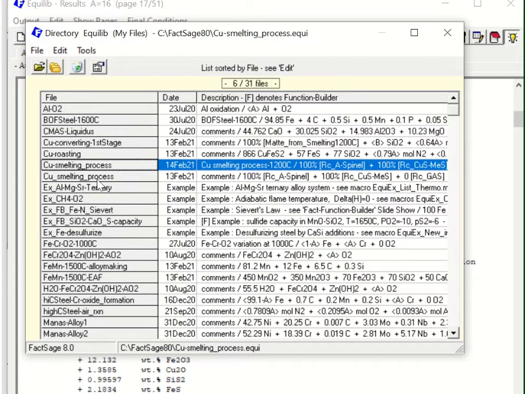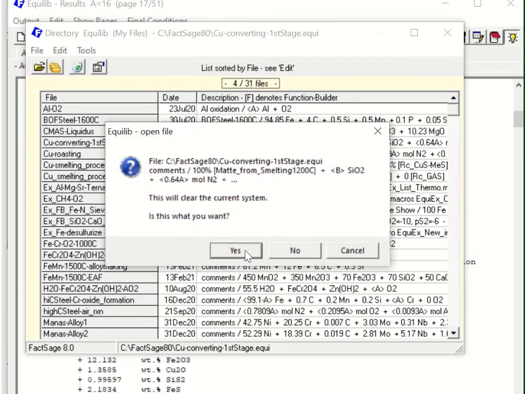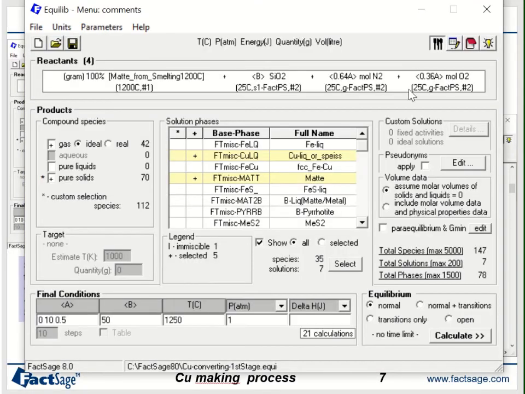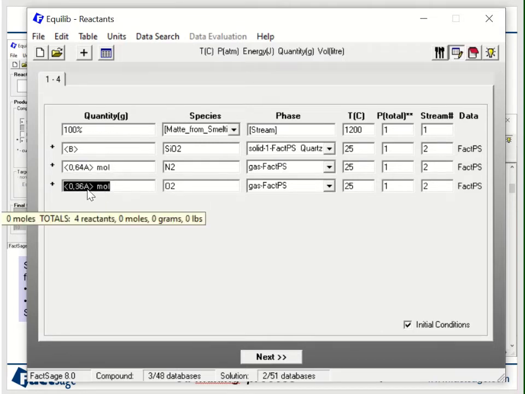Open, and then one of the calculations I did is the converting first process here. So this is exactly how I save it and then reopen it. Okay, so I have the matte, which is coming from 1200 degrees Celsius. And then I have SiO2 addition B, and then N2 and O2 as 0.64 moles of A, 0.36 moles of A in mole, and then the initial condition.